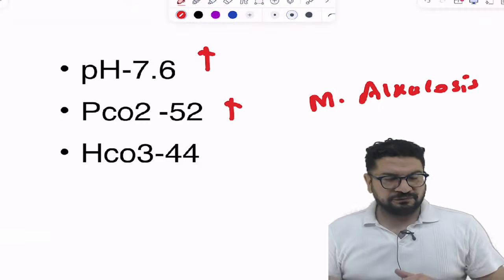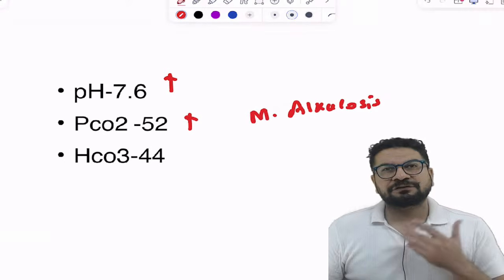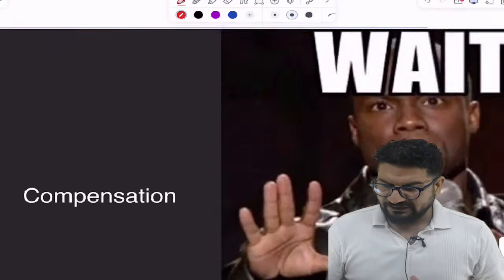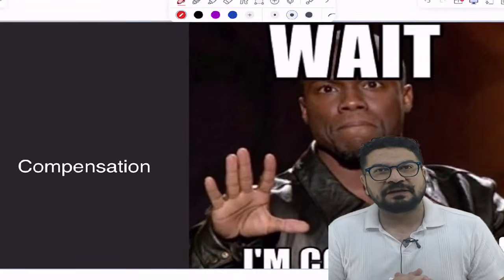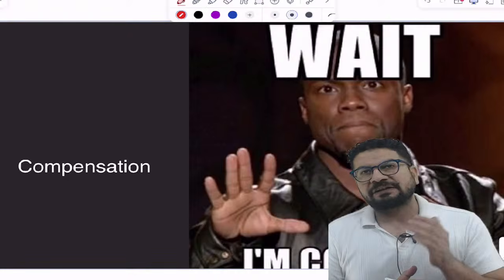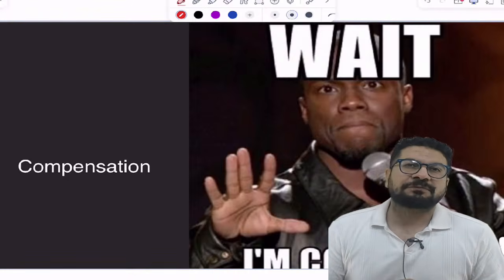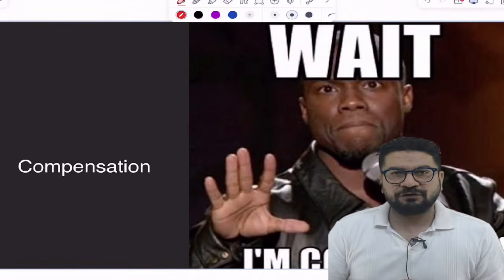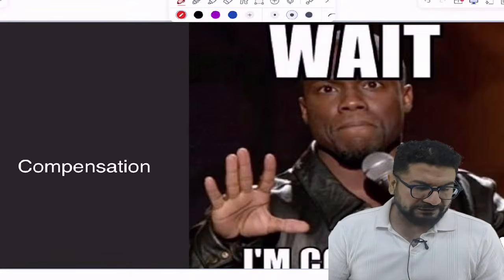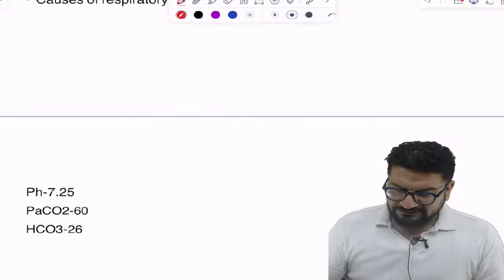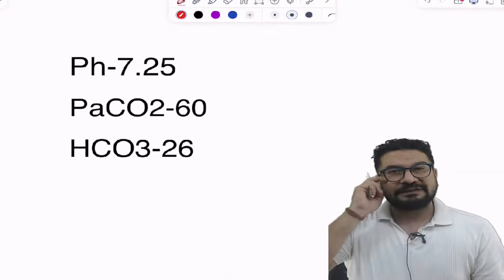But sometimes in the exam, they will not ask you this direct question. They ask you questions on compensation. Compensation means whenever the problem is in the body, the lungs will try to compensate, and when the problem is in the lungs, then the kidney will try to compensate. So that is what we call compensation. Now try to understand this thing in compensation. Let's see this question first.